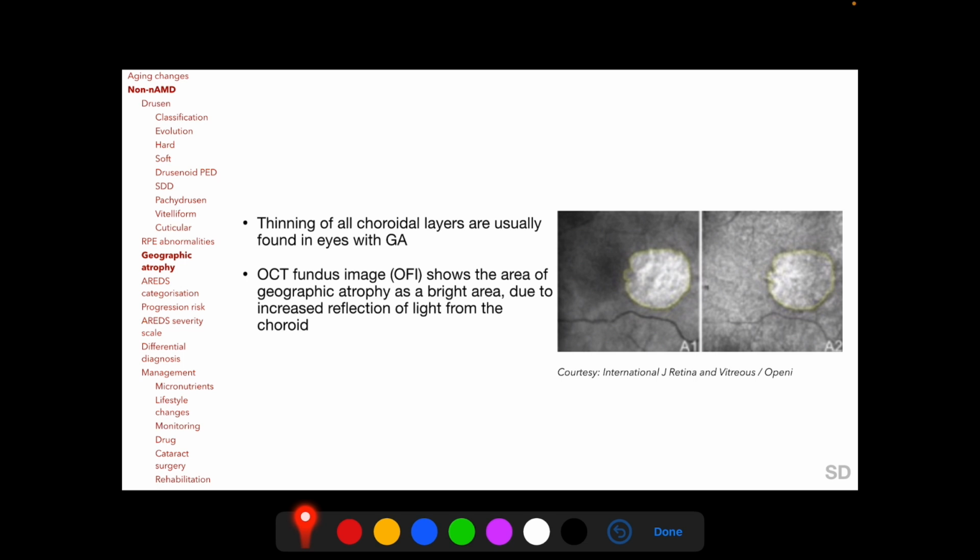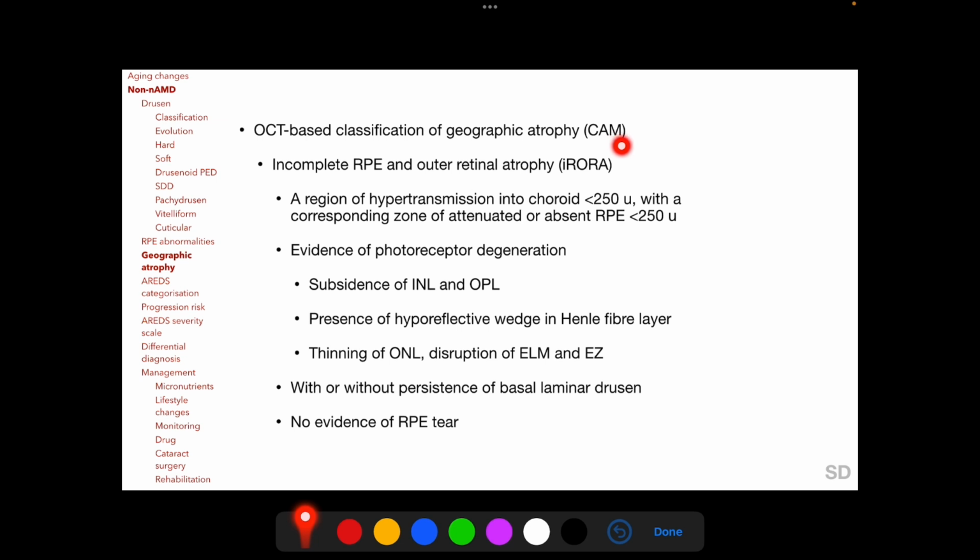We have discussed OCT fundus imaging, or OFIs, in the session on OCT. Both these images are OCT fundus images, or OFIs, with this one taken from the level of RPE and this one taken from the level of choriocapillaris. The classification of atrophy meeting proposed an OCT-based classification of geographic atrophy into incomplete RPE and outer retinal atrophy and complete RPE and outer retinal atrophy.